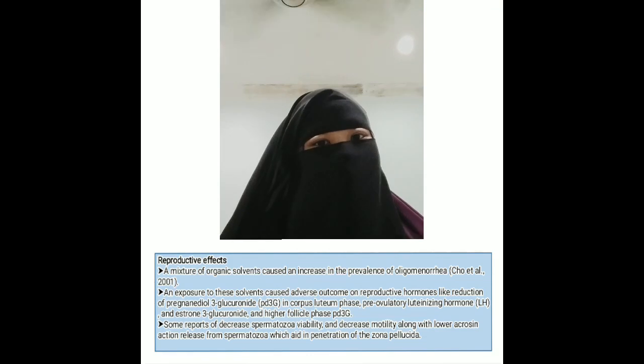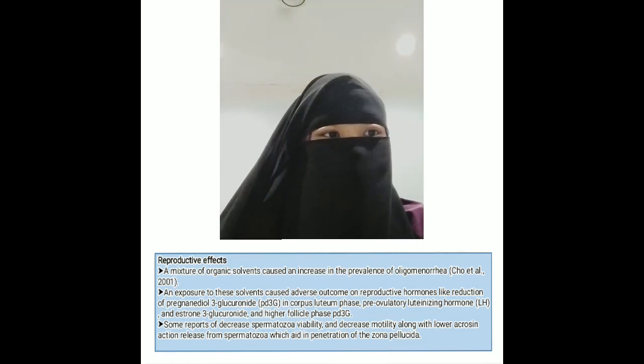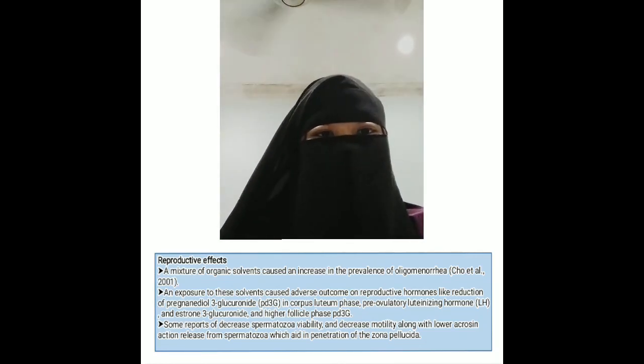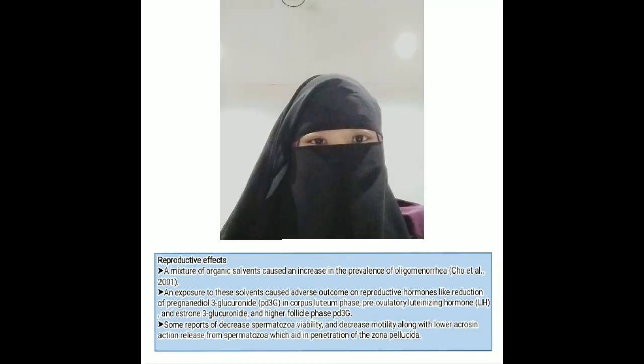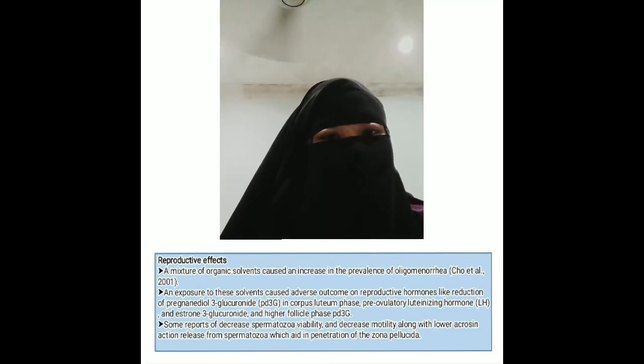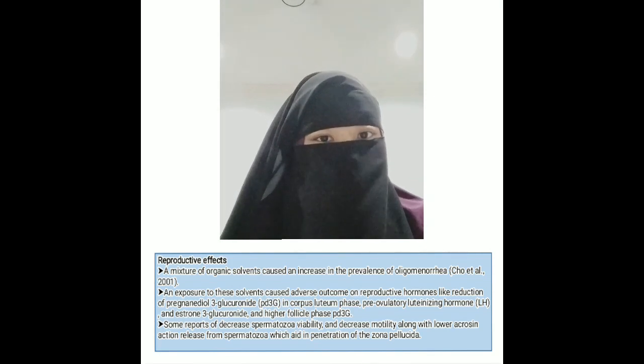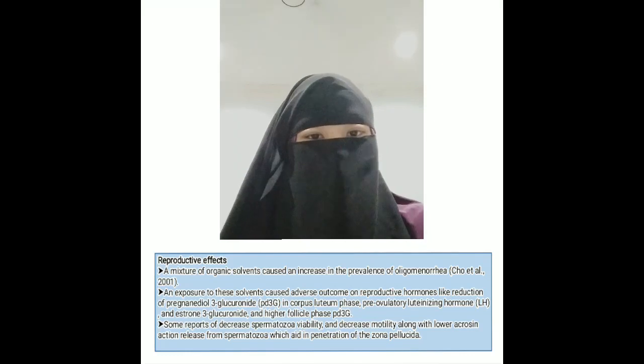And then some reports also show a decrease of spermatozoa viability and decreased motility, along with lower acrosin action released from spermatozoa, which aids in penetration of the zona pellucida, and this obviously will lead to infertility.